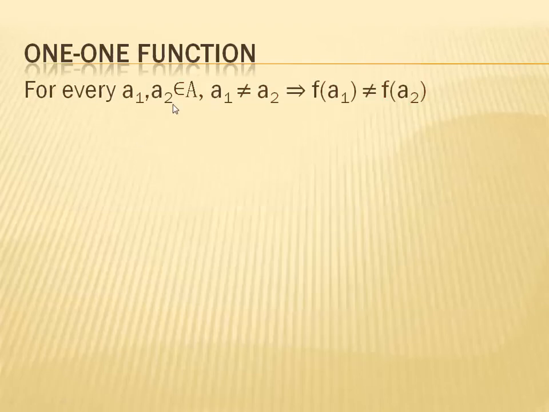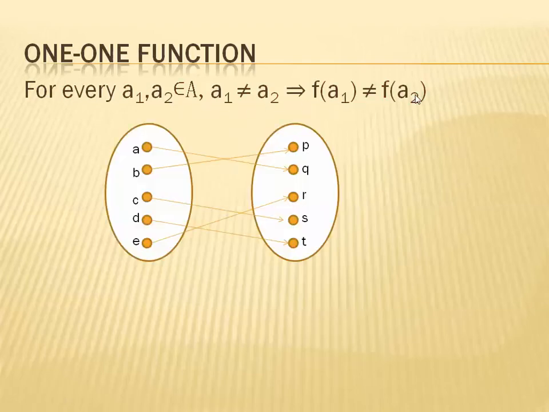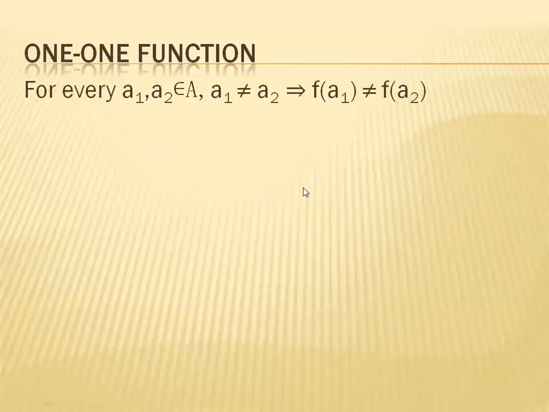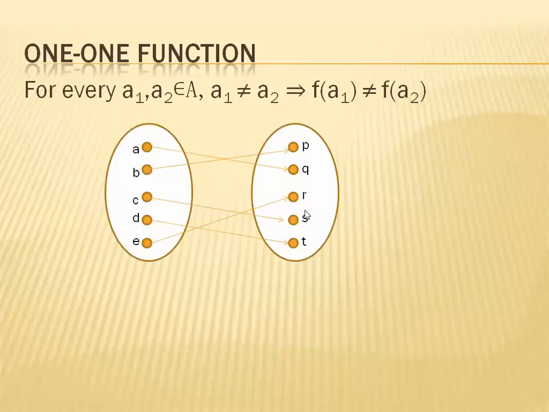Again, what is a one-one function? If we are taking two distinct elements of the domain, then their images must be different. If you see this function, then this function is a one-one function because all the elements of the domain are associated with different elements of the codomain. No element is repeated from the codomain. Every element in the domain has a unique image that is different from the others.